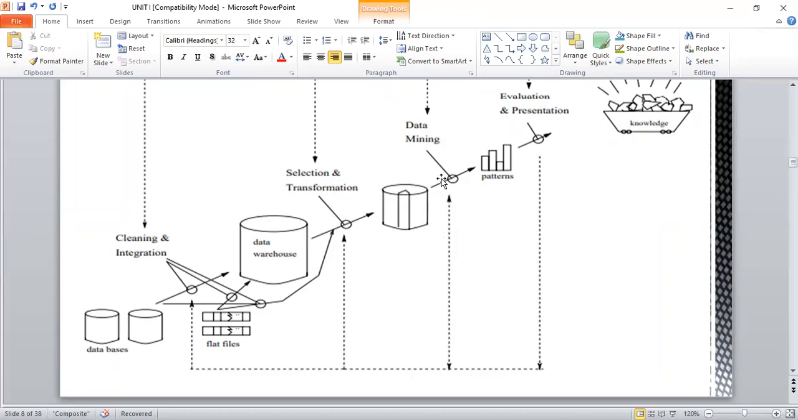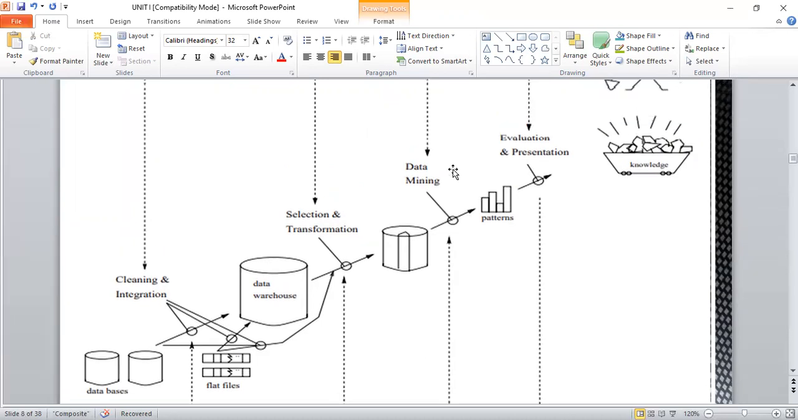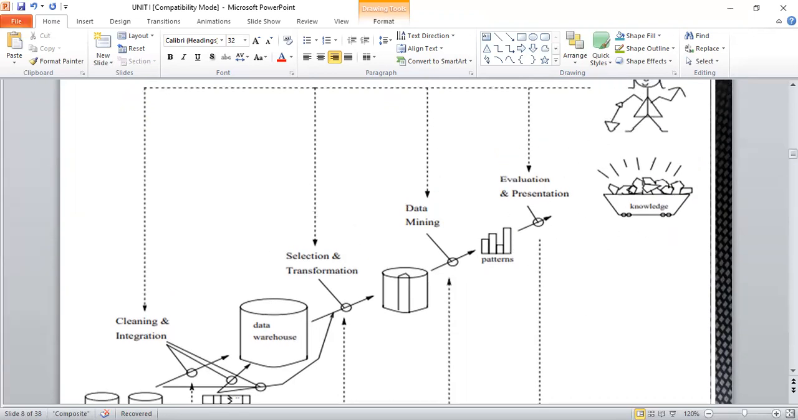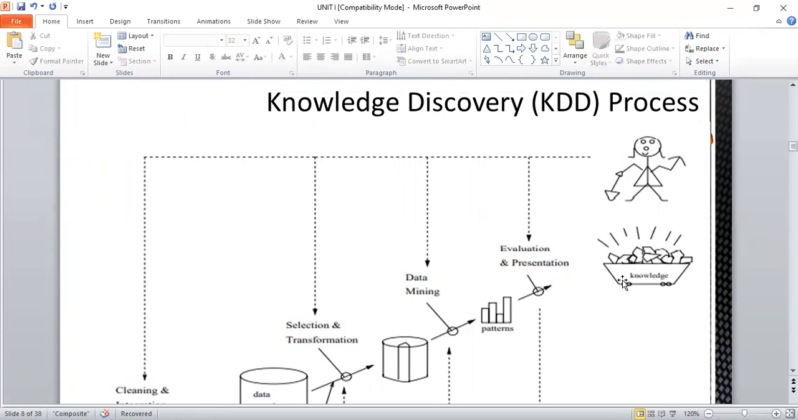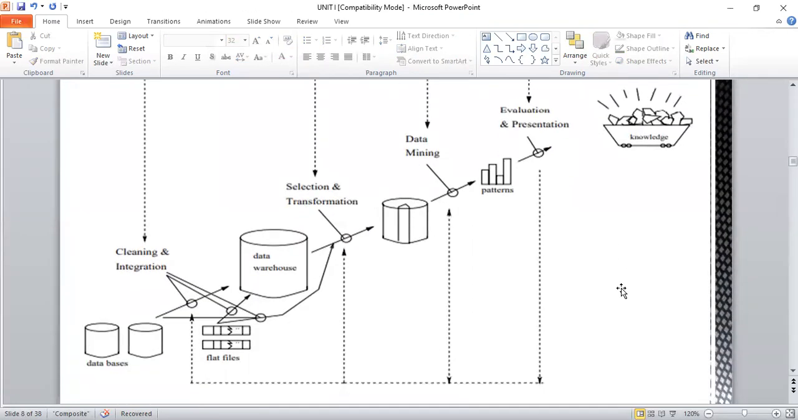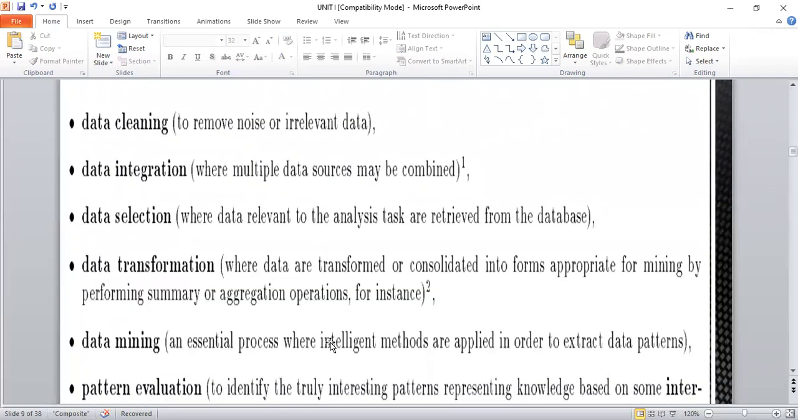So on that particular task relevant data, we have to perform some data mining techniques, and there will be a pattern evaluation. After performing data mining techniques, we will generate some interesting patterns, and then we will evaluate those patterns and we will present them by utilizing some visualization techniques. Finally, we will have this knowledge extracted from that huge amount of data. So that is the whole idea of KDD. And let us see now one by one what are the steps and what is the meaning of those steps.